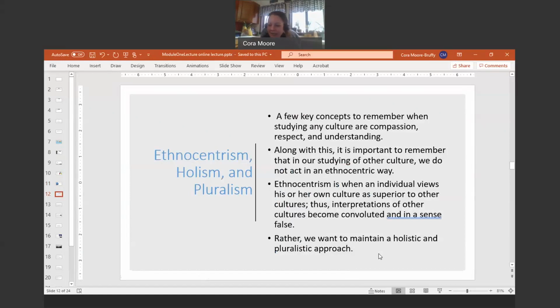We all came from the people who came before us in some way, and somehow what they experienced is in our DNA. We hold it in our genes too. So that's just another reason why it's important that we try to always approach everybody and everything in life from this place of compassion, respect, and understanding. So that leads us to these ideas of ethnocentrism, holism, and pluralism.